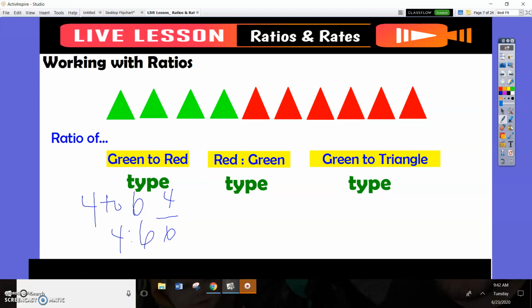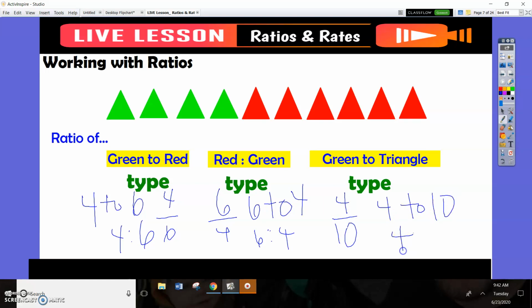Okay. On this next statement, I'm going to compare my red to my green. So this time I would have 6 to 4. And lastly, on that last box, I'm going to do my green to all my triangles. So I have 4 greens to 10 triangles. I can write that 4 to 10, or 4 to 10. Okay, so those are the different ways that I can write the ratios represented in this problem.